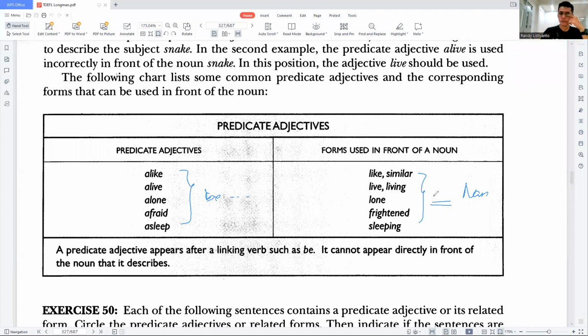Okay, let's get back to the example. Previously, we used alive, right? So here, for life, you can use living or live. See this.